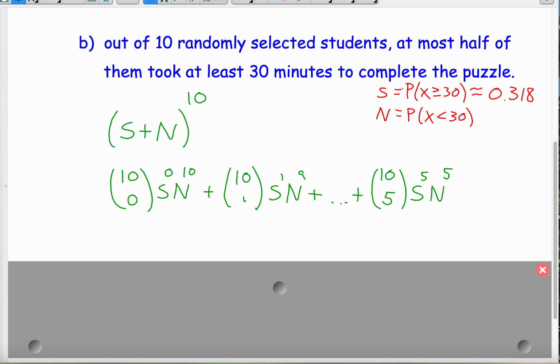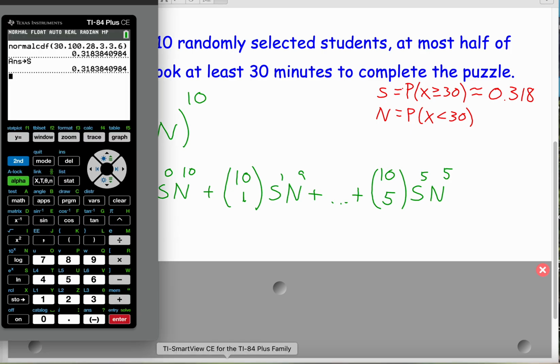And we talked about how you can do this. We could do it by hand, but then we're still going to have to grab our calculator with that 0.318 number, because it's not a number that's simple that we can plug in like a fraction or a terminating decimal. So I'm going to use my calculator either way, or we can do the cumulative. So let's go ahead and grab our calculator.